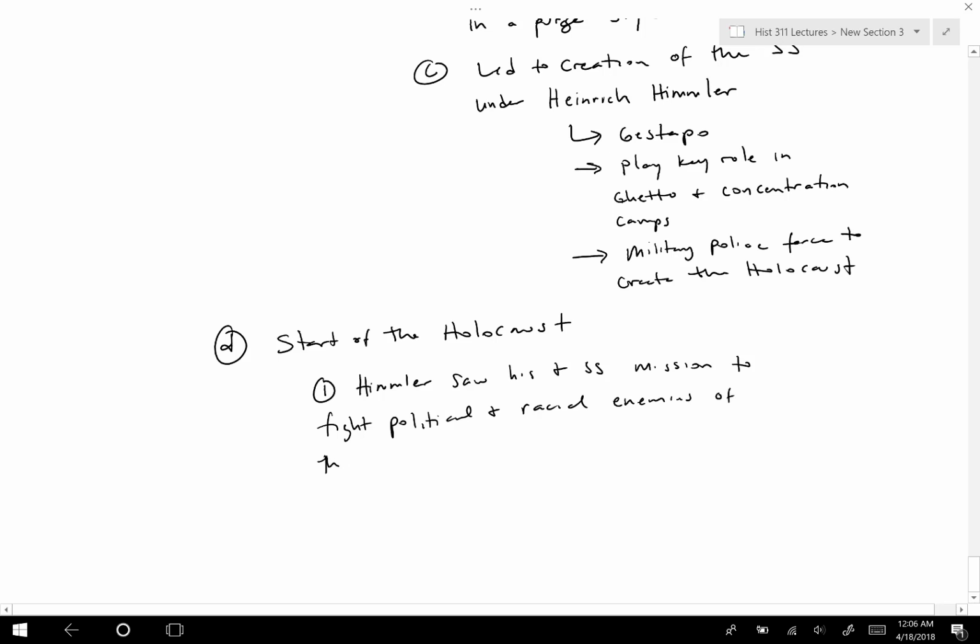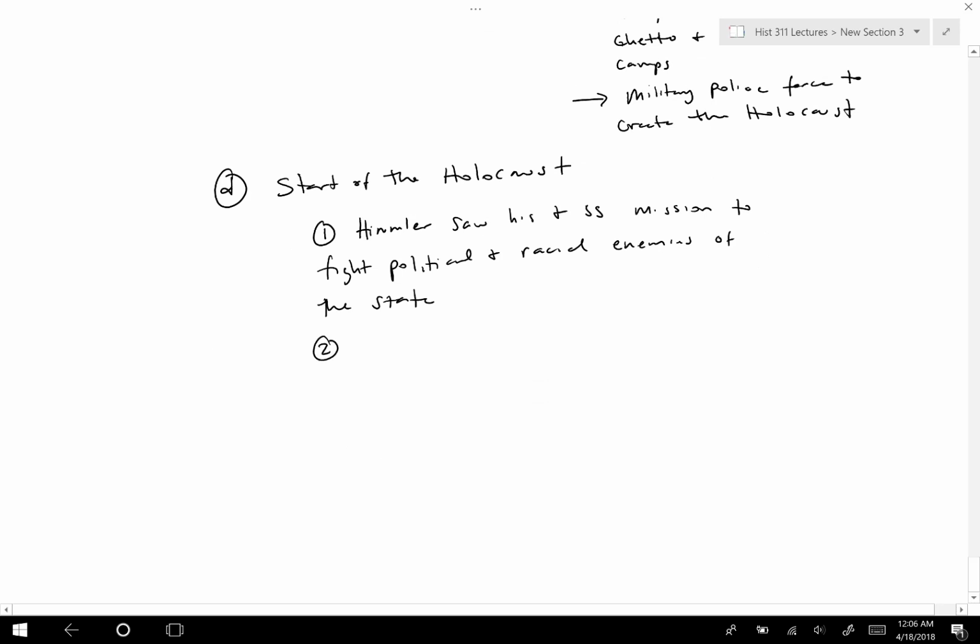The first concentration camp was Dachau, which was opened in March of 1933. The secret state police, right? The Gestapo, they were the ones that were responsible for this.